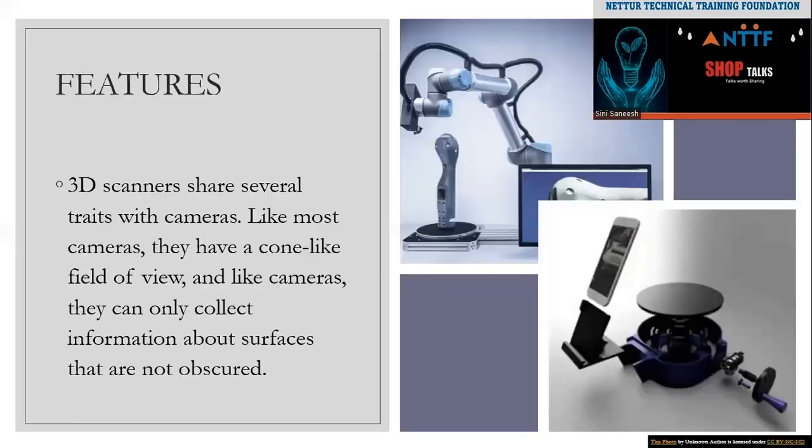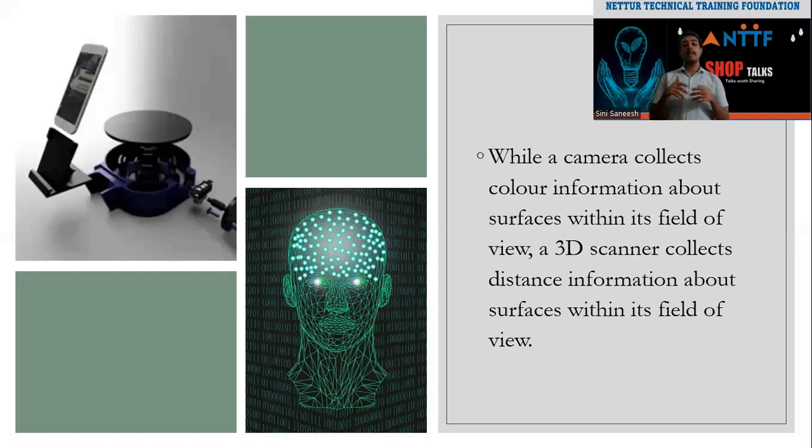Now let's talk about the features of the 3D scanner. The 3D scanner shares several traits with cameras. Like most cameras, they have a cone-like field of view, and like cameras, they can only collect information about surfaces that are not obscured. This shows that the 3D scanner performs like a camera. It has a cone-like field of view, and a camera only collects the surface. But a 3D scanner collects texture, properties, color, and so on. While a camera collects color information about surfaces within its field of view, a 3D scanner collects distance information about surfaces within its field of view.